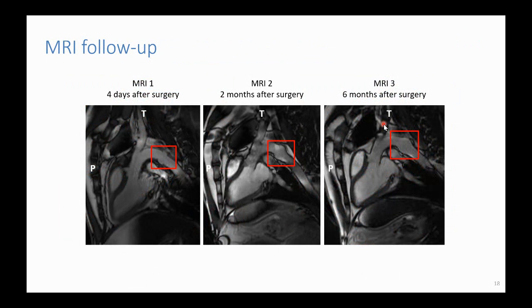Okay, but so what did we do in these animals? So these surgeries were performed, and then we did MRI follow-ups 4 days, 2 months, and 6 months after surgery, so you can observe how the pulmonary autograft dilates further and further in time.